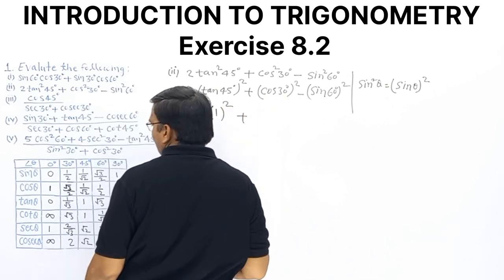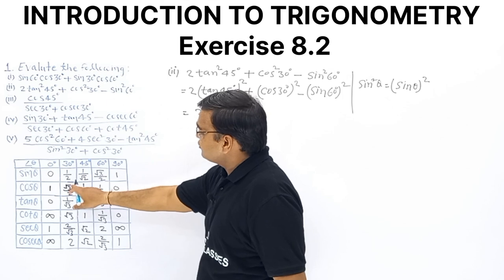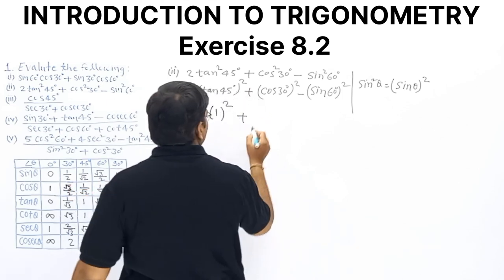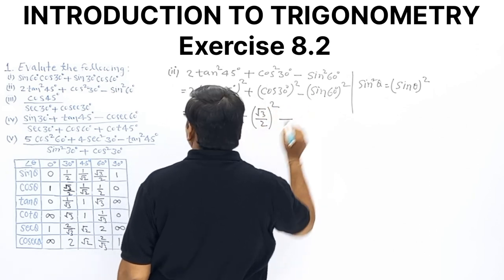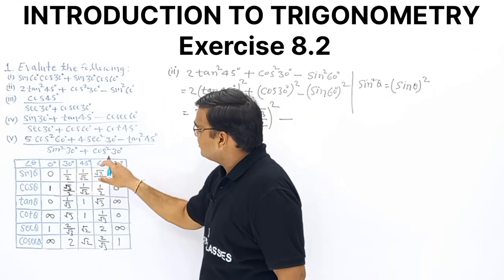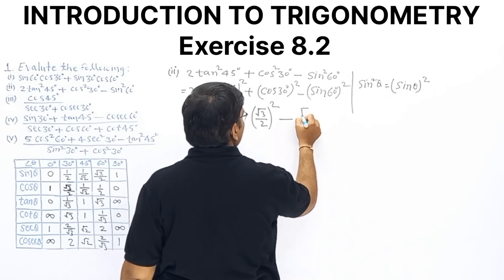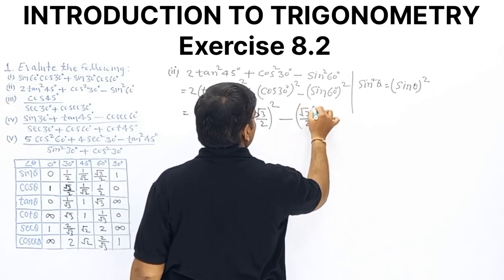Plus cos 30. Cos 30, observe. Cos 30 is square root of 3 by 2, and it's a whole square. Minus sin 60. Observe this one. Sin theta is there, 60 is there. So square root of 3 by 2 and it's a whole square.